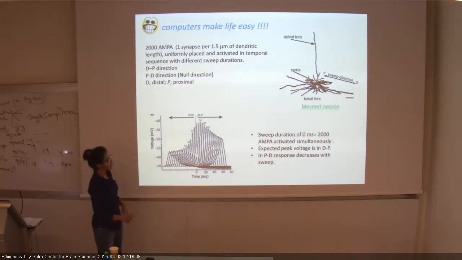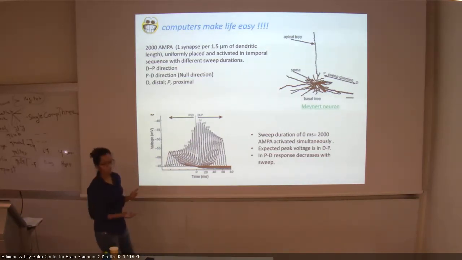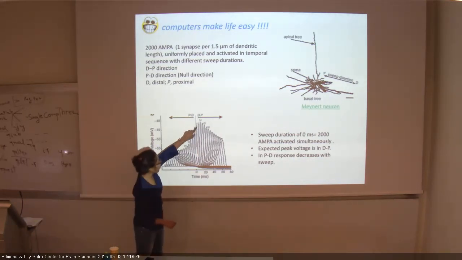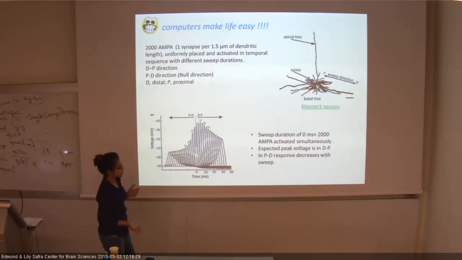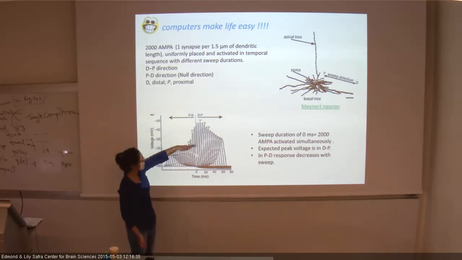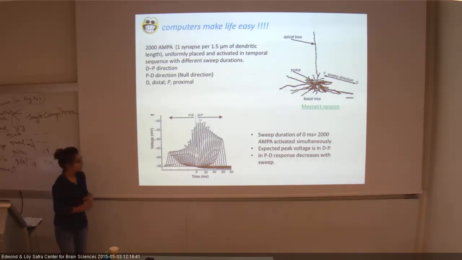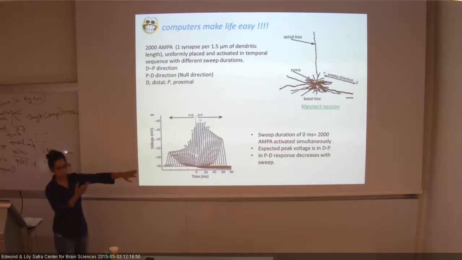They measured the voltage transient at the soma with the variation in sweep duration, and they found that the optimal sweep is at 10 milliseconds, which was in accordance with the Livingston study. And 0 is the sweep when all the 2000 AMPA receptors are activated simultaneously. And in the P2D direction, the maxima also occurs at 10 milliseconds, and it decreases as we increase the sweep duration. Intuitively, sweep duration is the propagation velocity of the EPSP signal from the soma to the end of the connection.